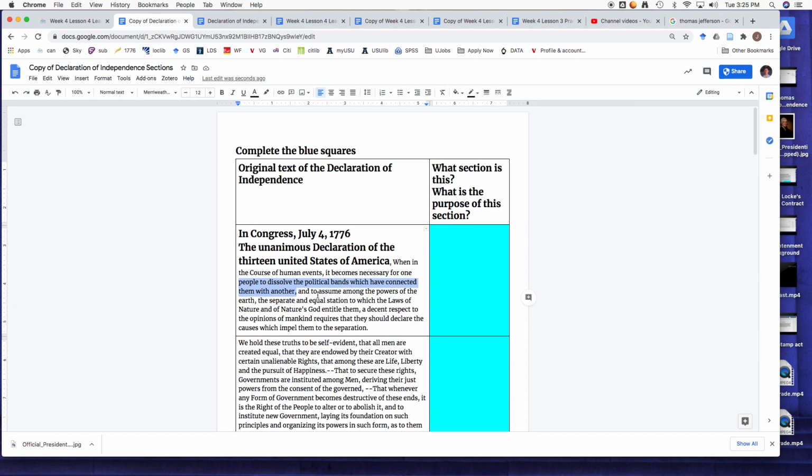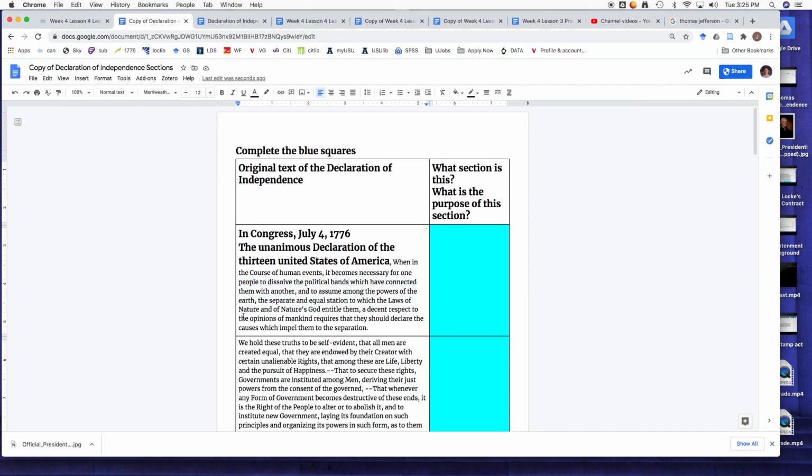And to assume among the powers of earth the separate and equal station. So assume means to take. So now we're taking among the powers of the earth the separate and equal station to which the laws of nature and nature's God entitled them. So we're creating our own country, is basically what it says.